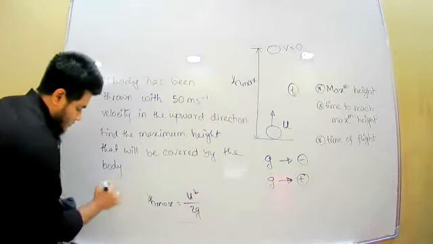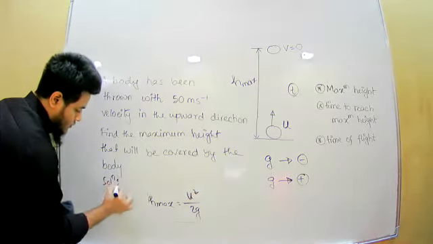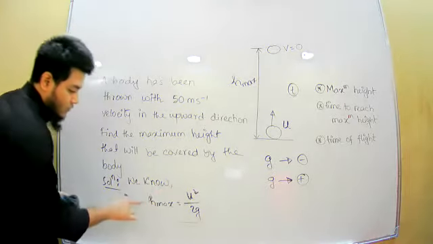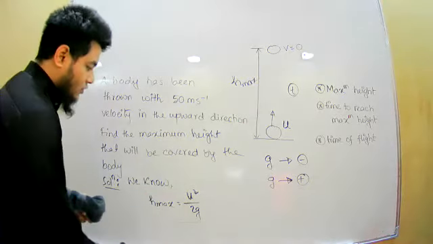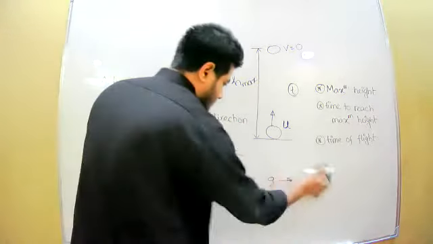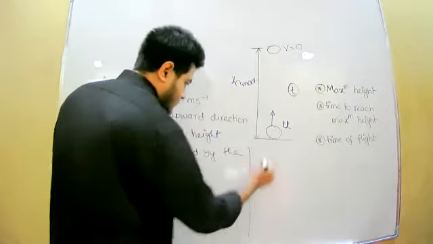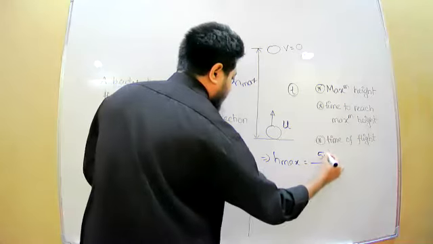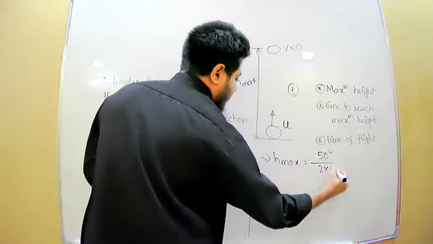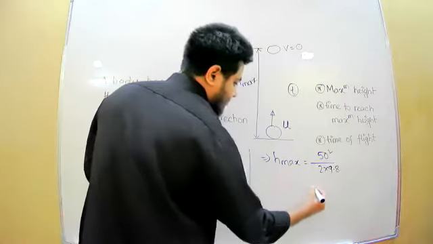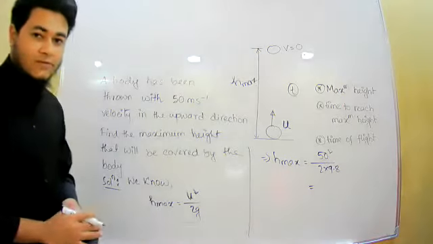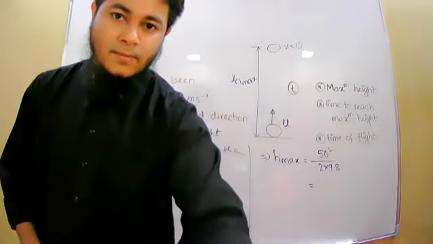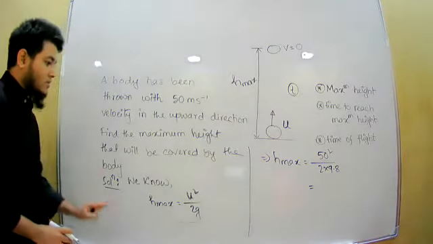With this formula, we will find the maximum height covered by the body. For U square, it will be 50 meter per second. H max will be equal to 50 square divided by 2 times 9.8. So you can do the calculation and find the maximum height, right? So this is one example.